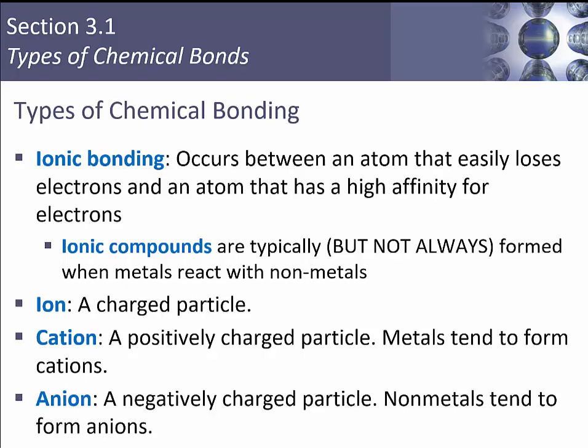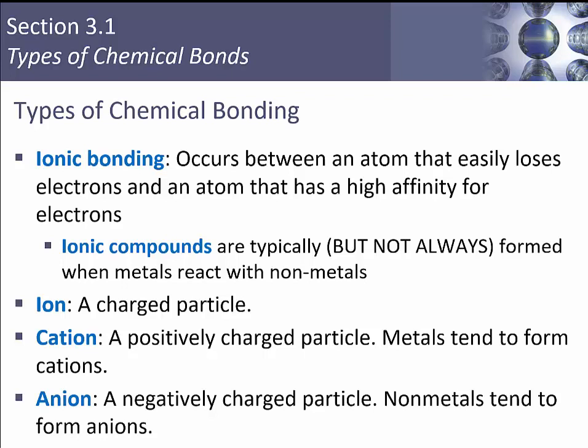So if you see this on a test, please, for the love of goodness, do not write that an ionic compound occurs between a metal and a nonmetal. All right, we will come up with a definition for what makes something ionic in a little bit, but do not say it is just between a metal and a nonmetal. An ion, as we learned before, is a charged particle.